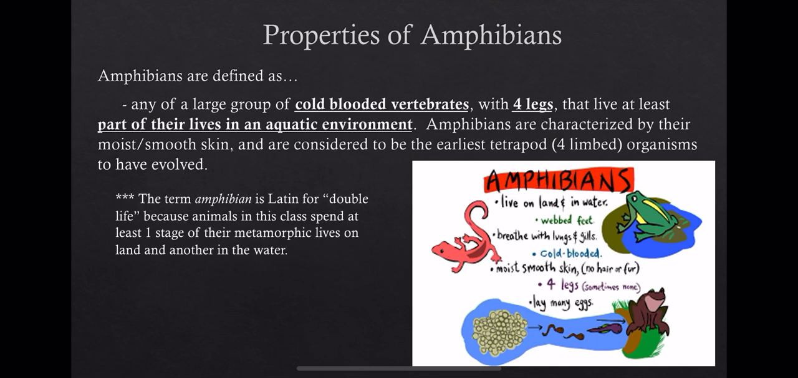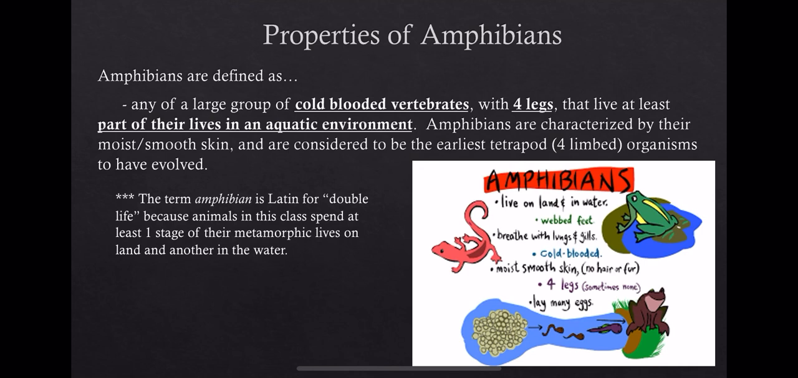They do not have to be fully aquatic, although some are, but they have to spend at least one part of their life in the water. So we started with fish, which were fully aquatic. Now we're looking at something that was partially aquatic, and then we'll move into things that were fully terrestrial.